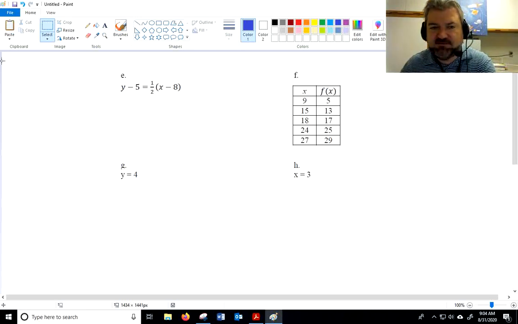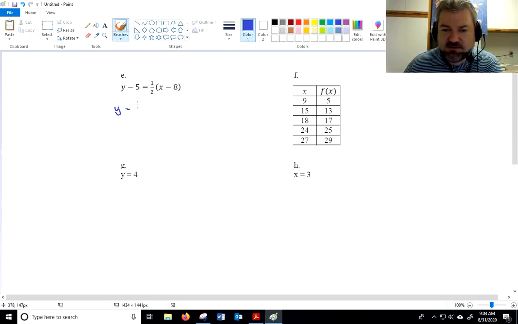Okay, on this one here, again, we could make a table of values to try and find the slope. I am going to try and put this in y equals mx plus b form, since we discussed that if I can get it put in the y equals mx plus b form, then this is the slope. So I'll distribute the 1/2. 1/2 times x is simply 1/2 x. 1/2 times 8, 8 divided by 2 is 4. And I'll add the 5 over. And so I get the slope is equal to 1/2.